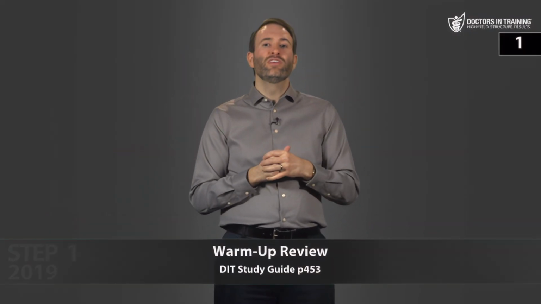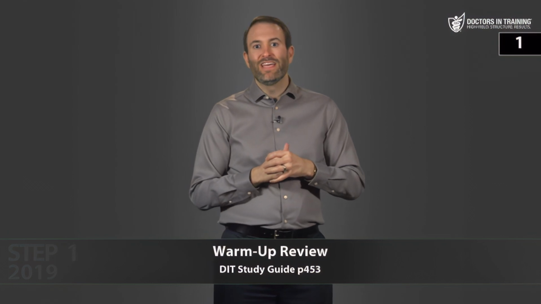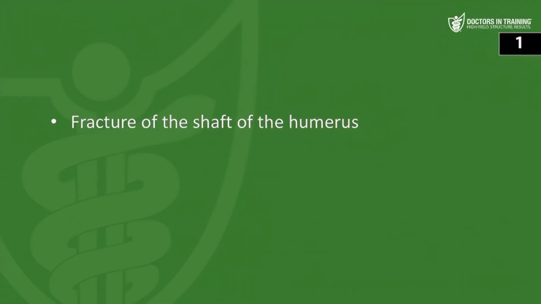It's time for another warm-up review. Let's get going. What nerve is most at risk of damage from each of the following injuries? So first we have fracture of the shaft of the humerus. That's going to be likely to injure the radial nerve.